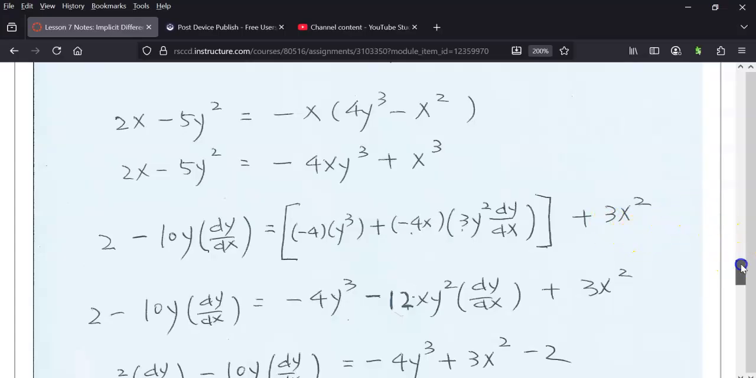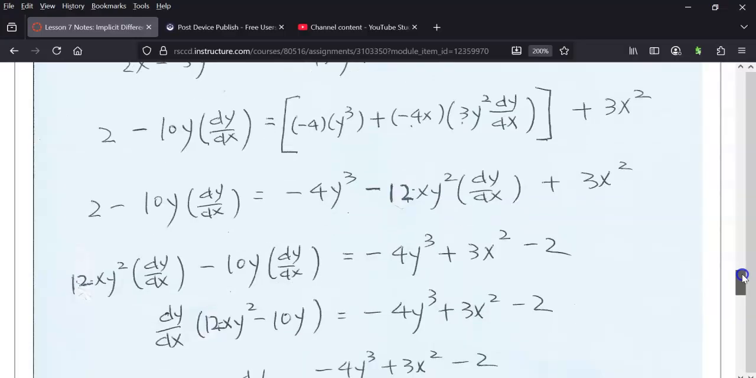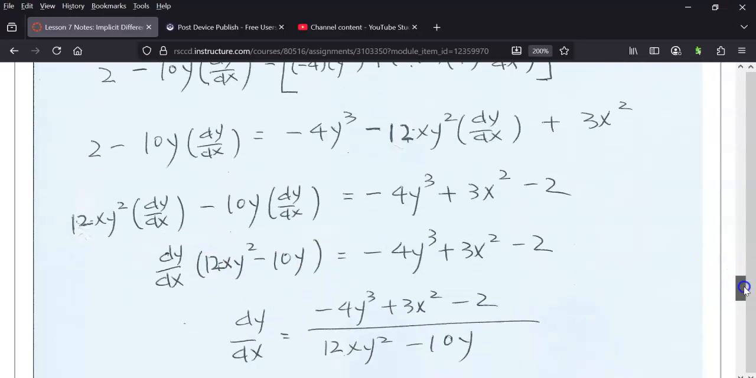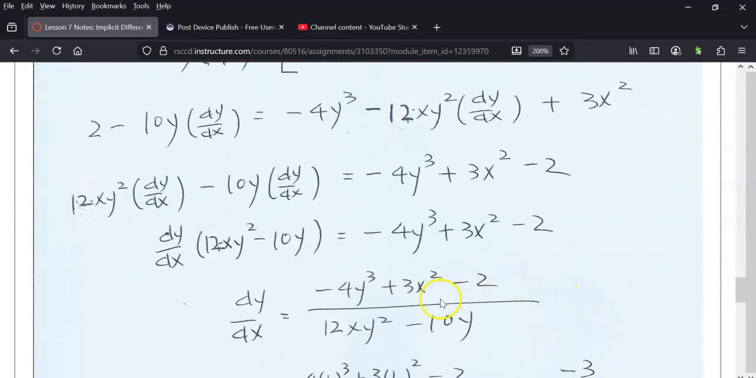Now you're done with the calculus once again. Now it's just algebra. Simply try to solve for dy/dx. Our goal is to multiply everything out and put dy/dx on one side, which is the left side in this case, and then move this 2 to the other side, so that's negative 2. Once we have dy/dx on the left-hand side and everything else on the other side, we factor out dy/dx and then divide by the remaining term. So dy/dx is negative 4y cubed plus 3x squared minus 2, over 12xy squared minus 10y.